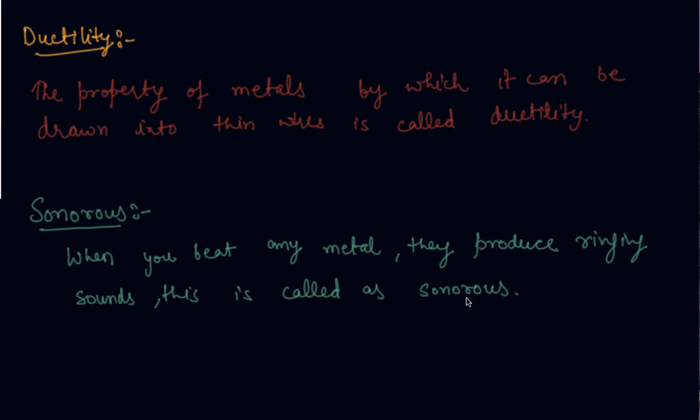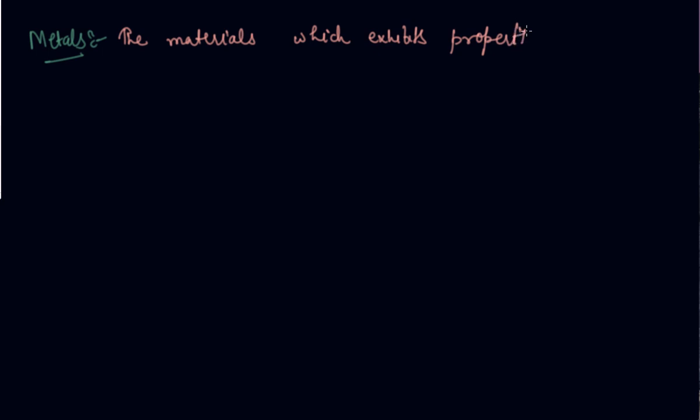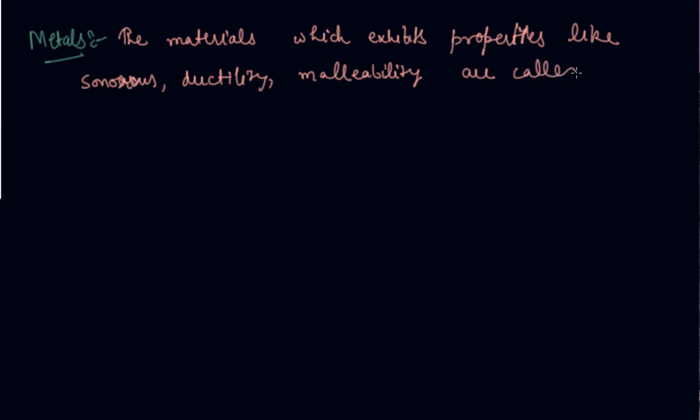Now let's come to the definition of metals. So students, what are metals? The materials which exhibit properties like sonorous, ductility and malleability are called metals.